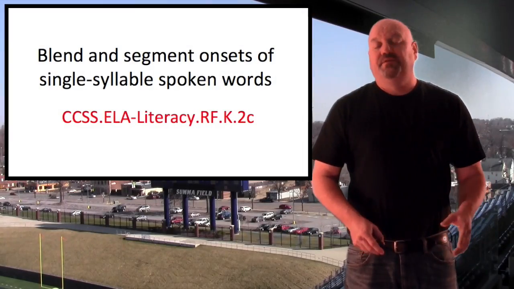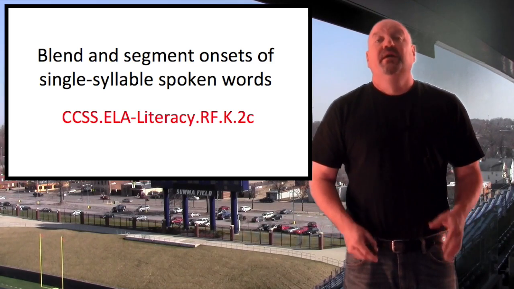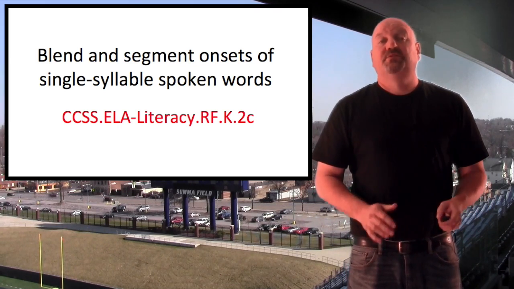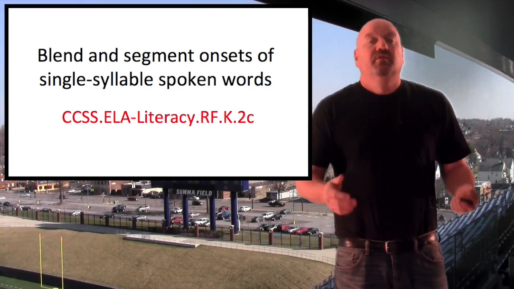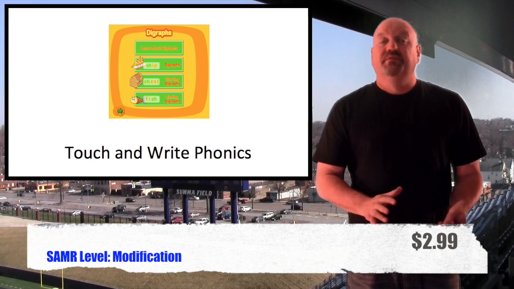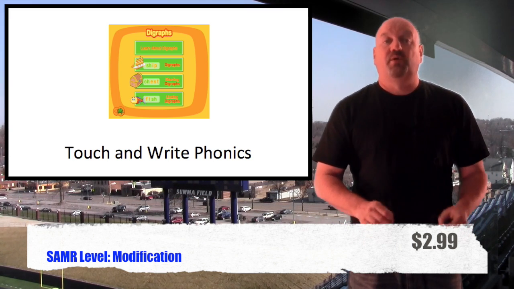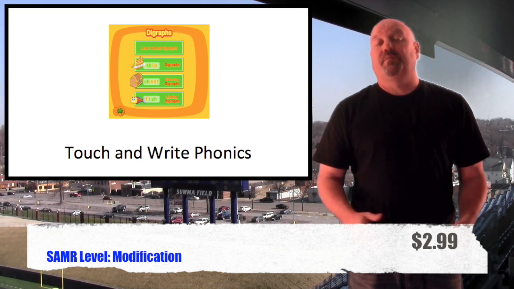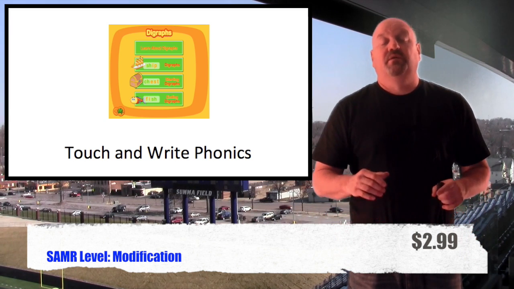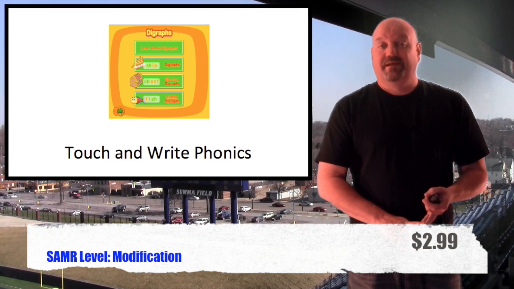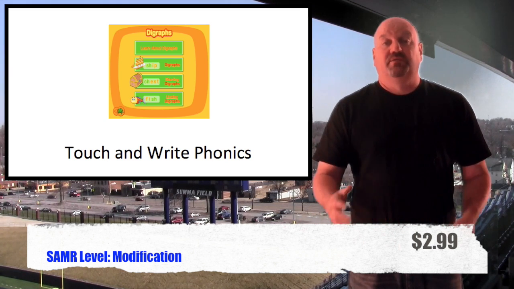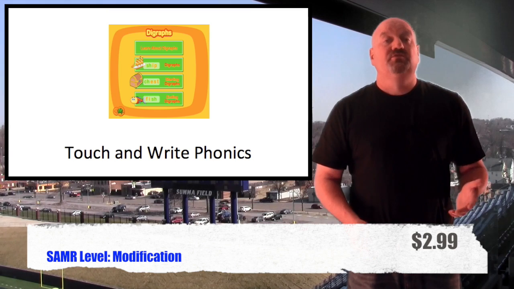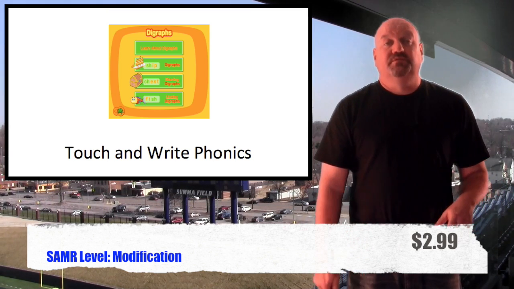All right, another critical standard is the student's ability to blend and segment onsets of single syllable spoken words. So let's look at some applications that might help students reach this critical standard. The first one is Touch and Write Phonics. What can this app do? This is a fun way for children to practice vowels, blends, digraphs, and trigraphs as they write with shaving cream, ketchup, and more. This is a neat little app where they're going to be using visual, kinesthetic learning. They're going to also hear words auditorily. This app utilizes all 3 different learning styles. My students identified this as a good Tier 2 or 3 intervention for struggling students.